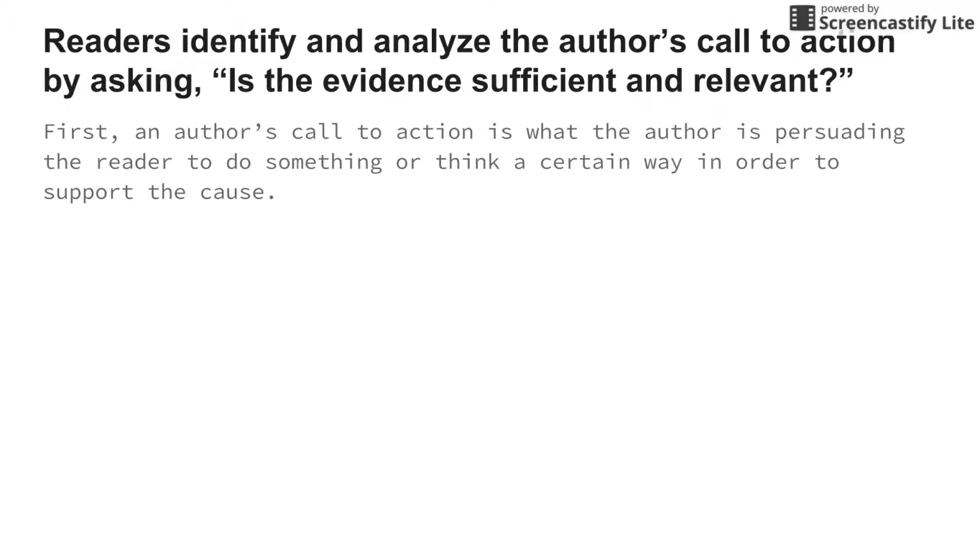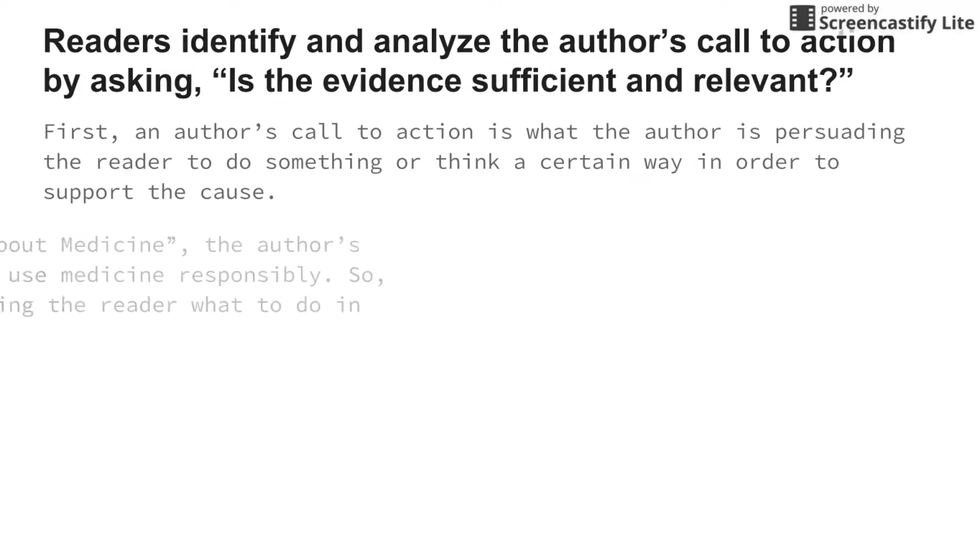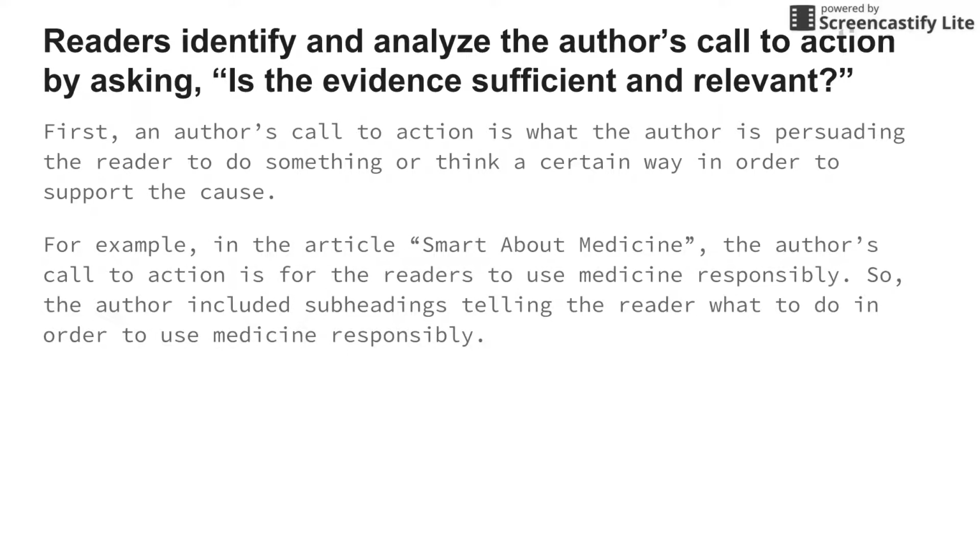An author's call to action is what the author is persuading the reader to do something or think a certain way in order to support the cause. So, for example, in the article Smart About Medicine, the author's call to action is for the readers to use medicine responsibly. So the author included subheadings telling the reader what to do in order to use the medicine responsibly.